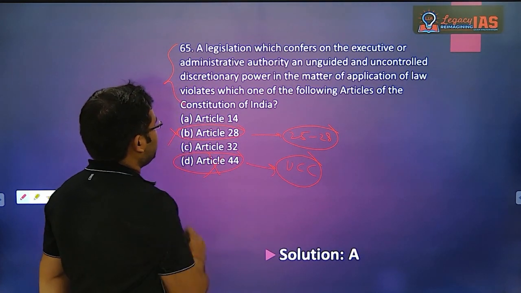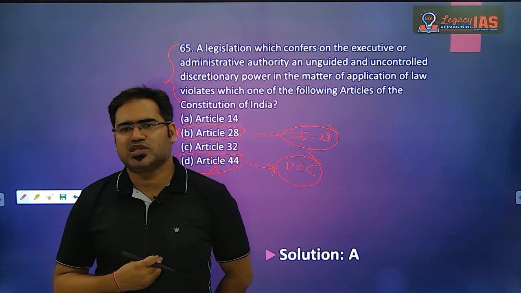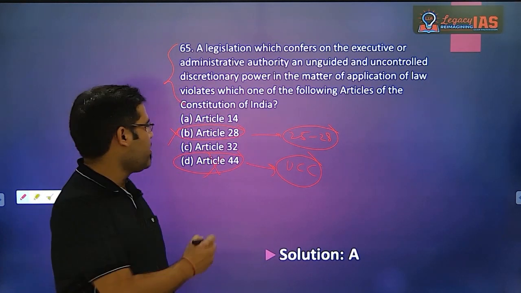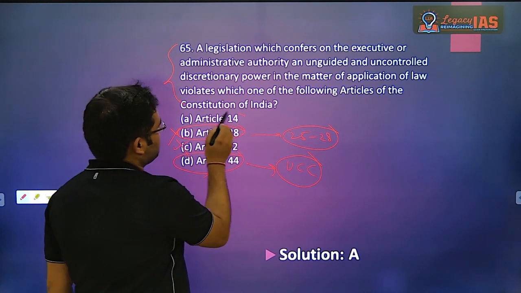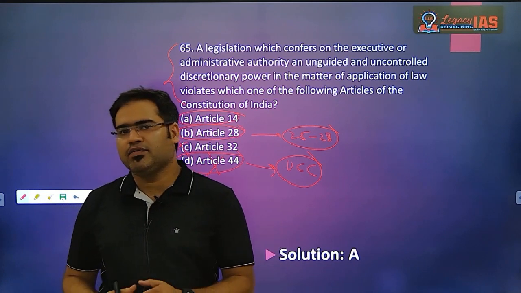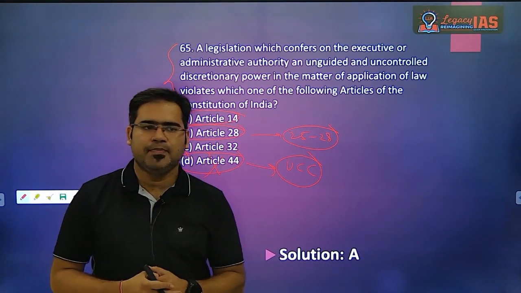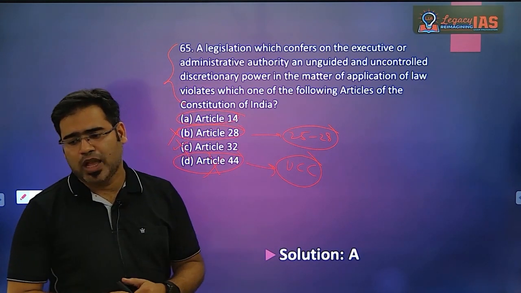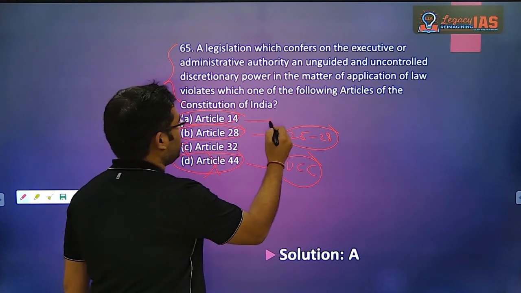Now the options remaining are A or C. C, article 32, is about constitutional remedies whenever any violation of fundamental rights happens. So this is also not the right answer. So article 14, that is equality before law, or equal protection of the laws. So here definitely this violates the application of law, article number 14. So article number 14 is going to be the answer.